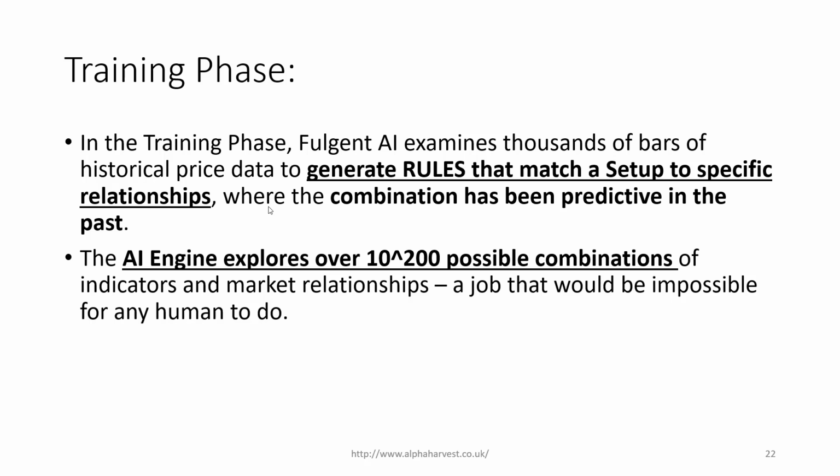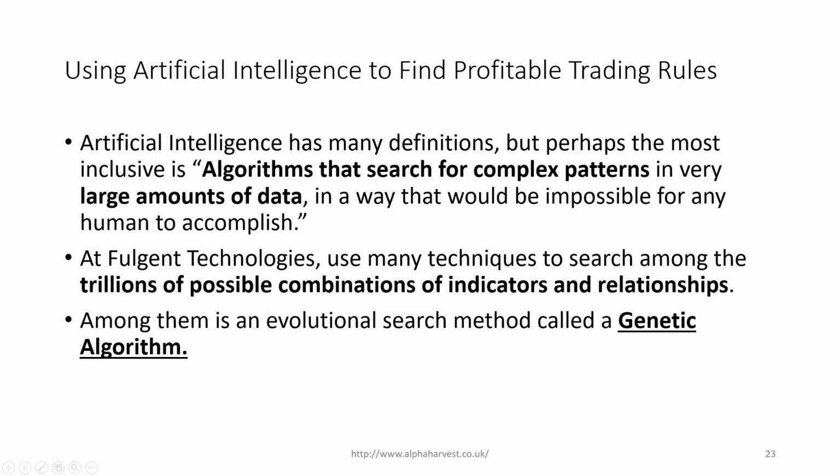Okay, so the AI looks at particular rules and develops these rules where these setups have generated high probability trades in the past. Okay, so it's a tremendous amount of calculations that the AI does. So the AI in essence is algorithms that search for complex patterns in very large amounts of data, and that's the key thing, and that's why we use genetic algorithms in this process of elimination to find high probability trades.